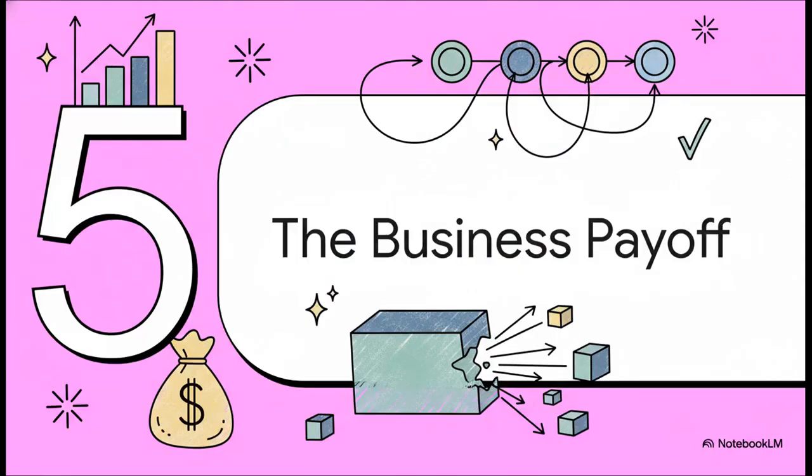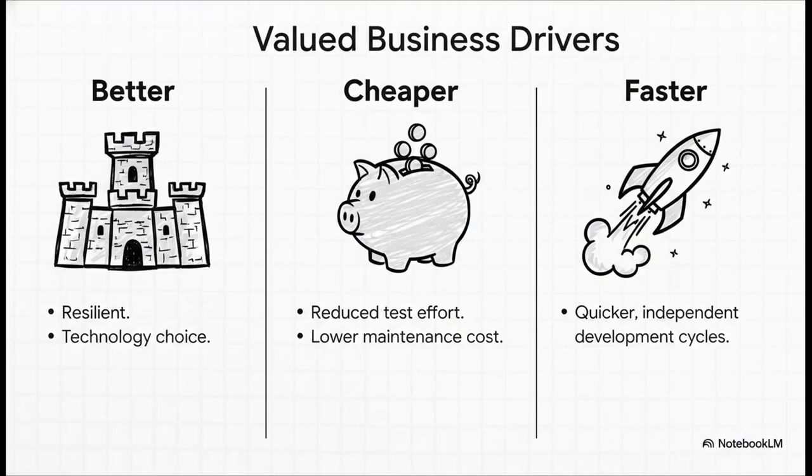So, after making all these changes, after all this work, what's the actual payoff for a business? I mean, why go through all this trouble? Well, it all boils down to making the business better, cheaper, and faster. Your systems become more resilient because one service failing doesn't crash the whole app. It can be cheaper, with way less testing effort and lower maintenance. And it's definitely faster because these small, independent teams can release updates much more quickly.